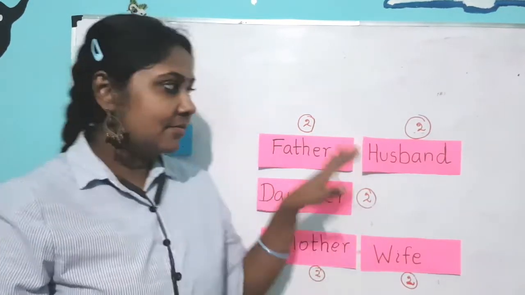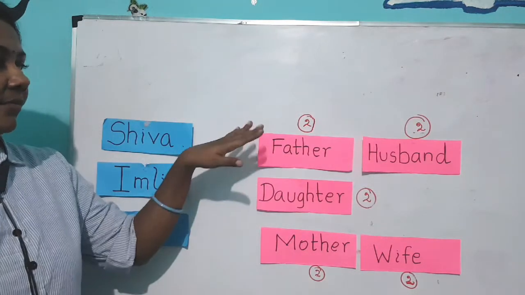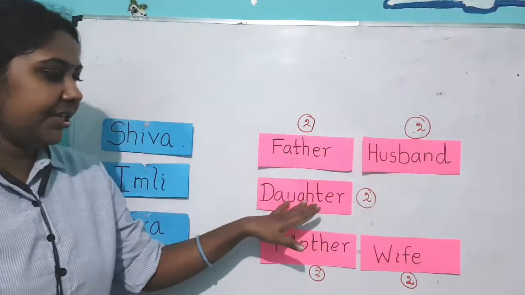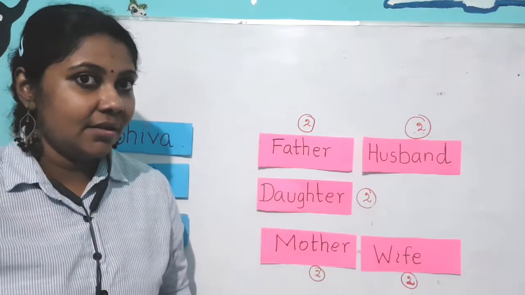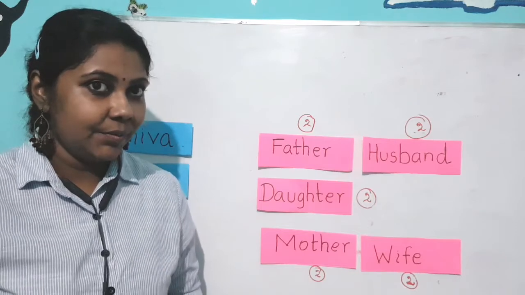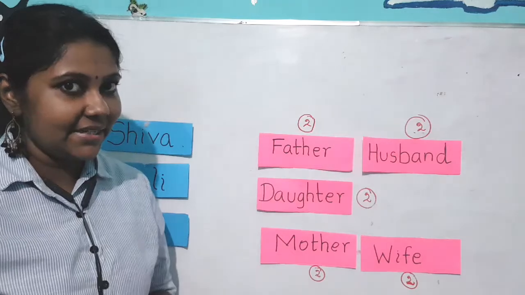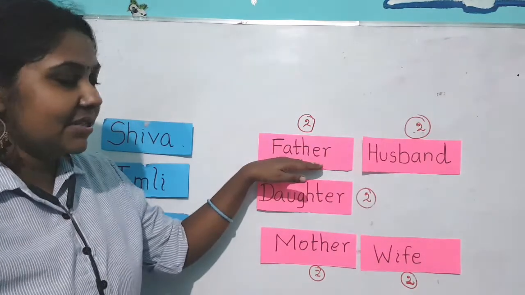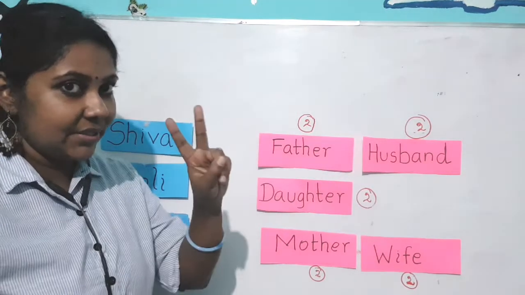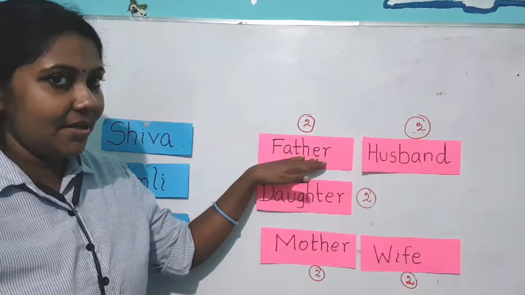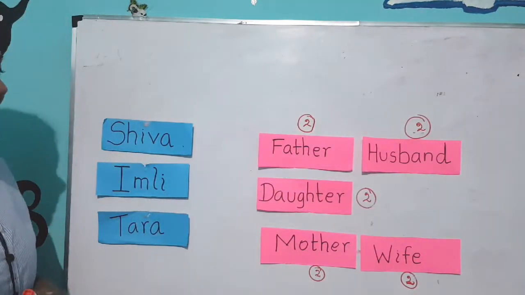Your homework. This is your homework. Five words. You have to make two sentences using each word. Father, husband. Yes. Example.